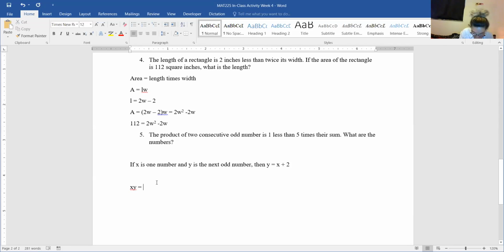Now, if we look at this second one, let's just ignore this particular part about 2 consecutive odd numbers. The product is multiplication, and we're multiplying these 2 consecutive odd numbers, x and y. So x times y is equal to, and we've already talked about their sum, 5 times the sum. So x times y equals x plus y multiplied by 5, times the sum of x and y. And now we're going to subtract 1.